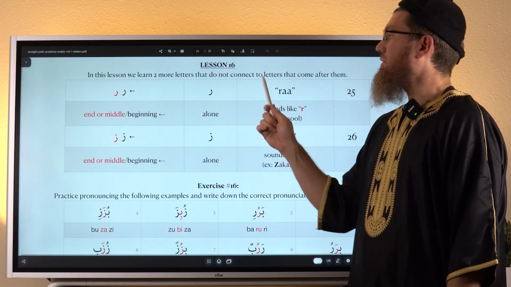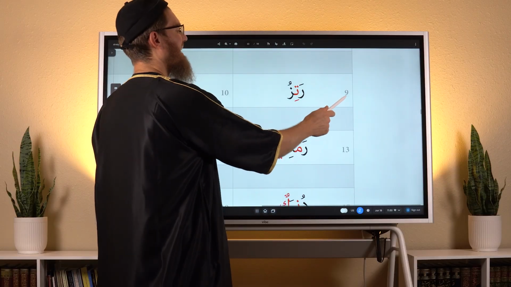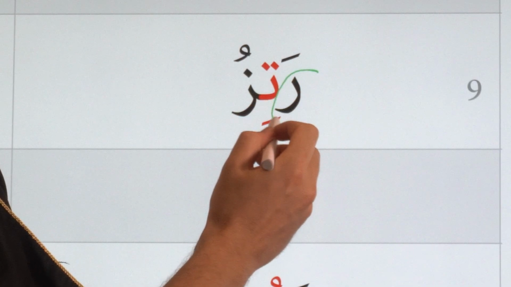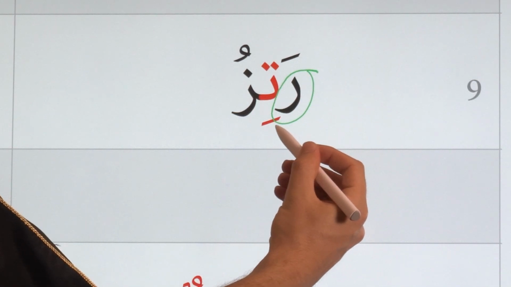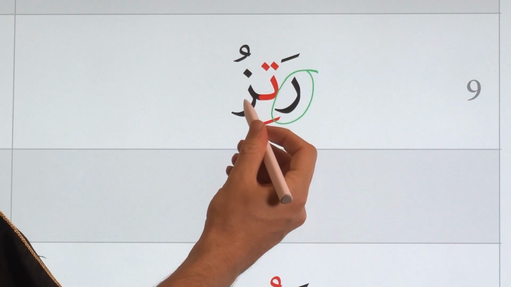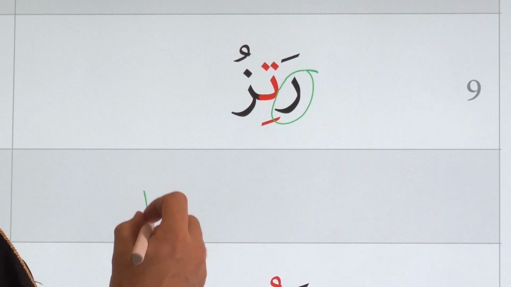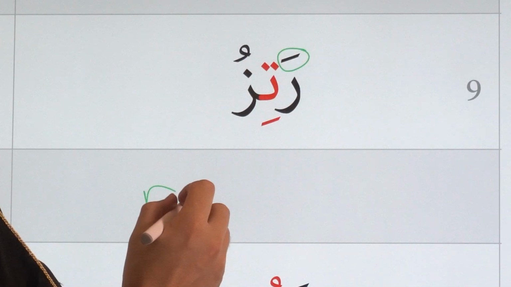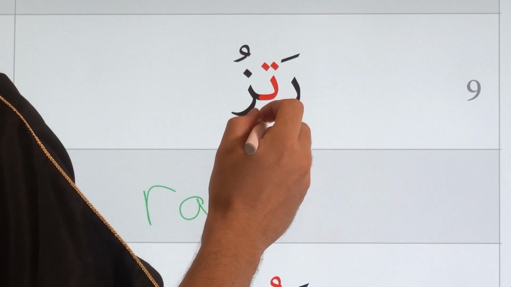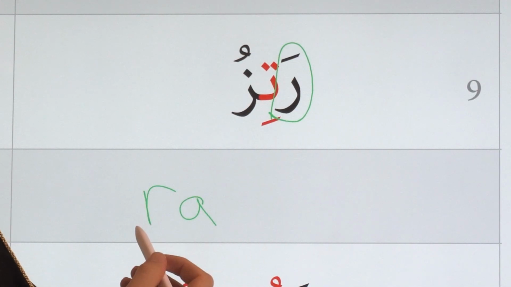So now that we learned the Ra and Za, let's move on to the exercise. Let's try number 9 together. Step 1 is we identify the letter. As we can see, this letter extends down and does not connect to the letter after it, meaning this is the letter Ra. So we're going to write an R for the letter Ra. Above the Ra, we see a Fatha, so we write an A for the Fatha. So together, this Ra and Fatha would be pronounced Ra.